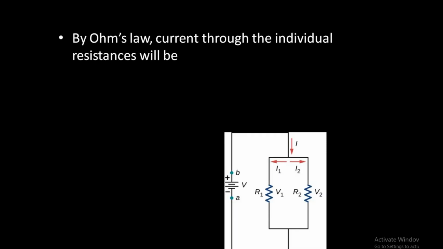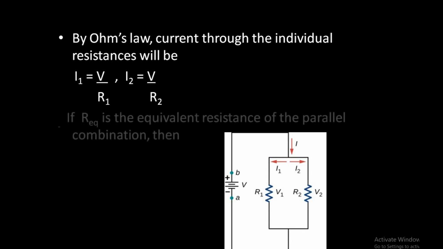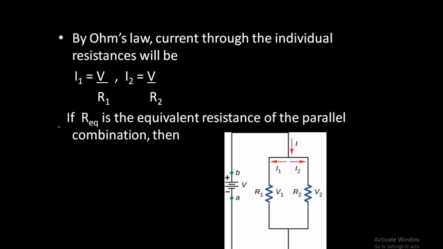So by Ohm's law, the currents through the individual resistances, I1 and I2, are equal to V upon R1 and V upon R2 respectively. If Req is the equivalent resistance of the parallel combination, then I equals V upon Req. Okay, as V is constant, it remains the same.